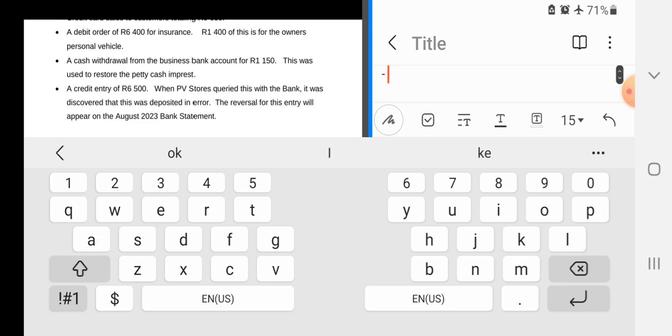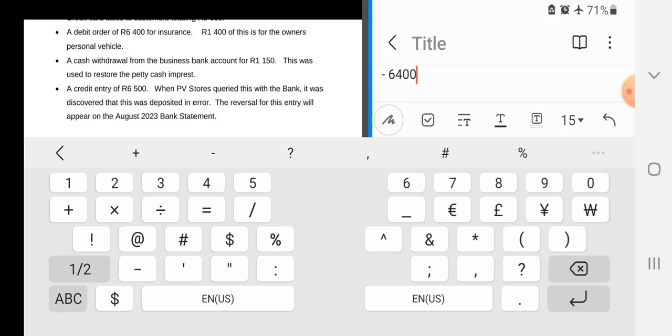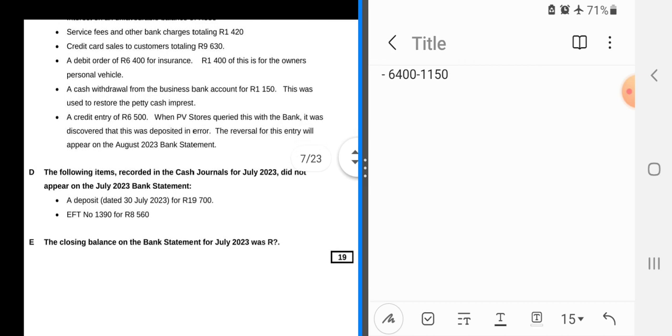So it comes from the bank of the business, and then you're going to subtract as well the 1,150, and then let's check. A cash withdrawal from the business bank account for 1,150. Yes, we will subtract that. This one has been subtracted. Oh, that one for the personal use, the 1,400, we will not subtract it. We'll just subtract the 6,400 rand.